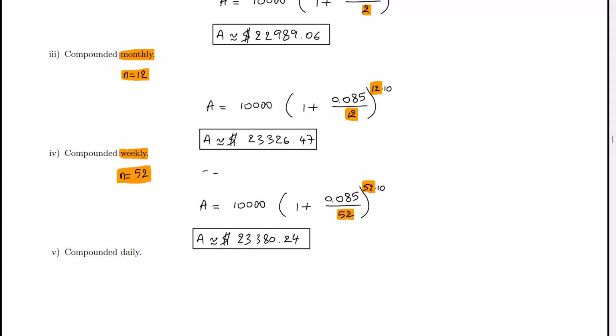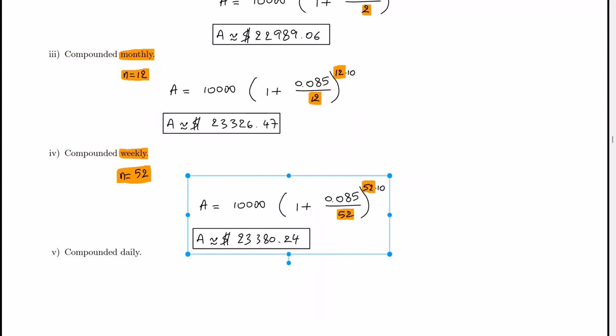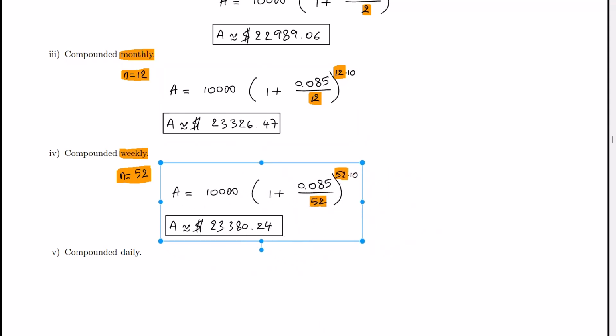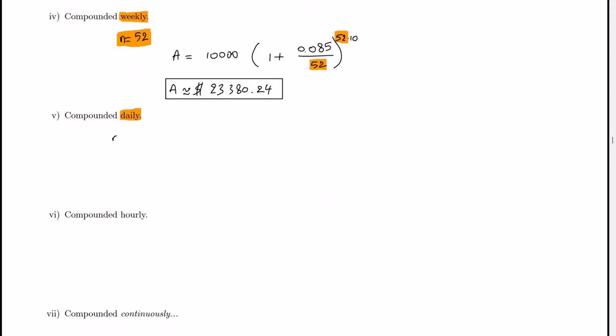You know what? Let me just erase some of these things so that we're not getting all the numbers confused with each other, so we can see which part is which. But the formula is basically the same every single time, and I think by now you kind of recognize that. So let's keep going with the next part, which is daily. So we're getting compound interest daily. So daily means that n is going to be 365. So at the end of each day, we get interest.